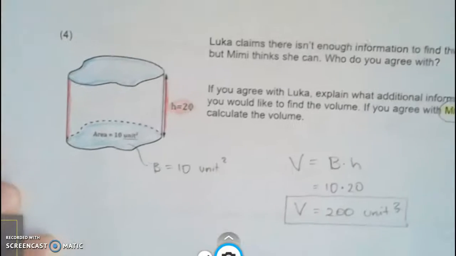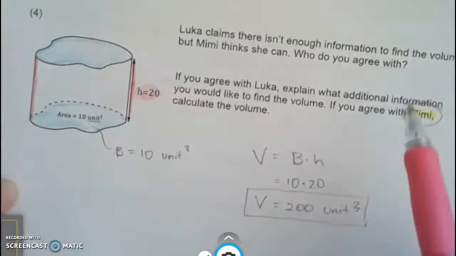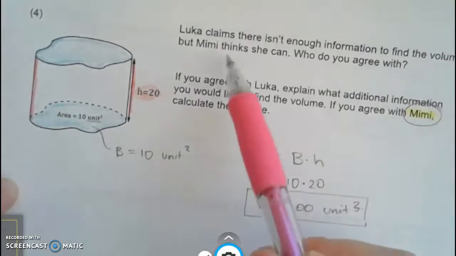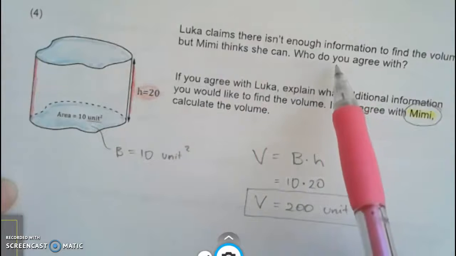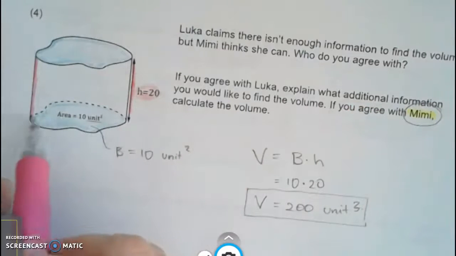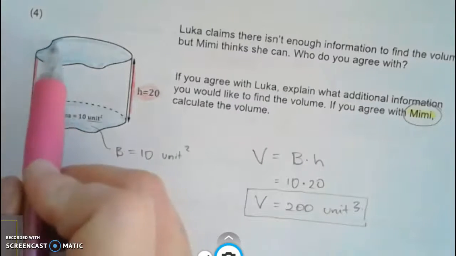Then number 4, Luca claims there isn't enough information to find the volume, but Mimi thinks she can. Who do you agree with? Well, we are given the area of the base here. The two bases are here.